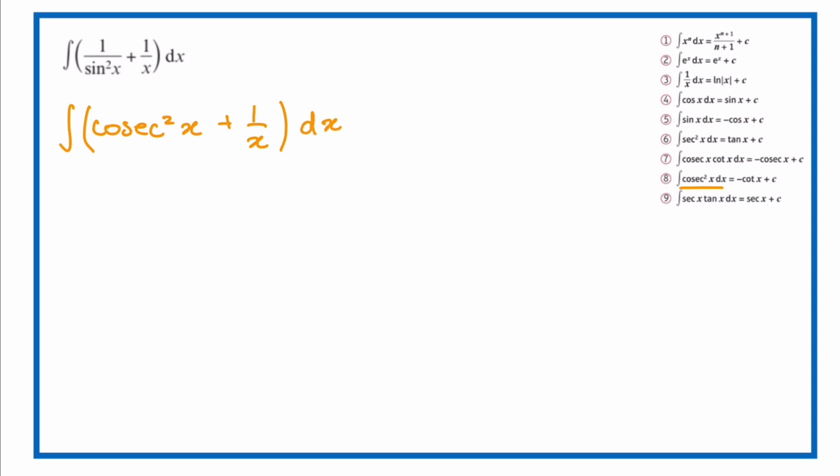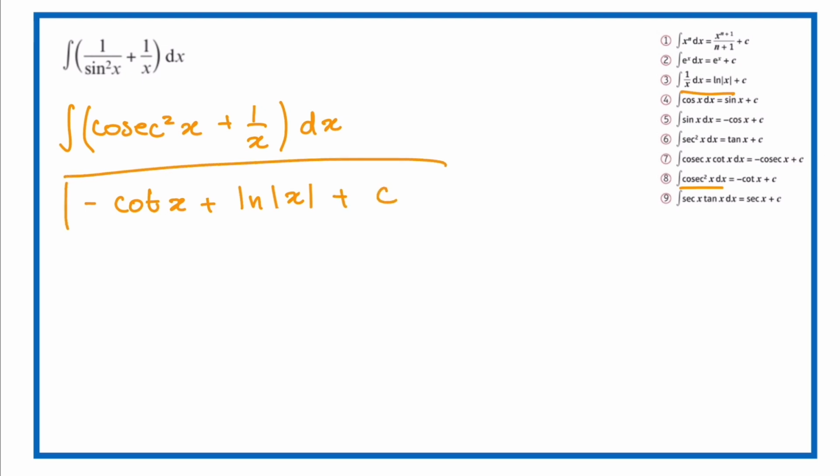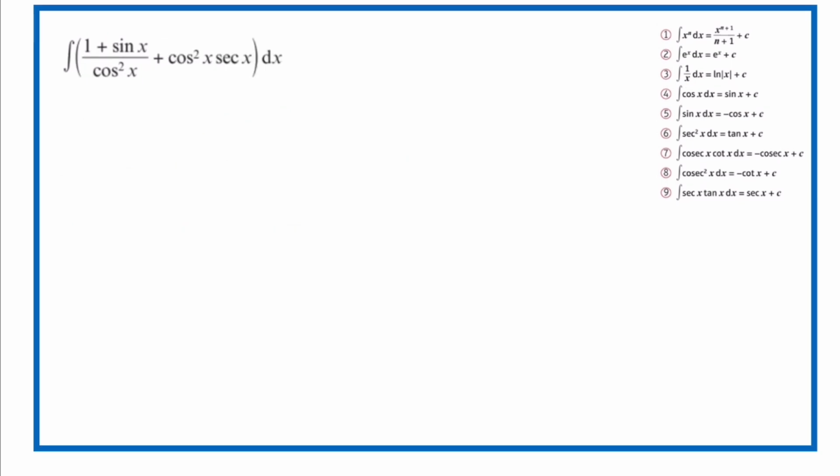The integration of cosec squared x is simply going to be minus cot x, plus the integration of 1 over x, which we know is equation 3, and that'll be plus ln modulus of x. As I said earlier, ln can never be negative, so we have to put the modulus sign next to it, and that'll be plus c. Therefore this is the integration in this case. Again, feel free to pause the video and give it a go yourself. Otherwise, just follow along here to see how I do this question.